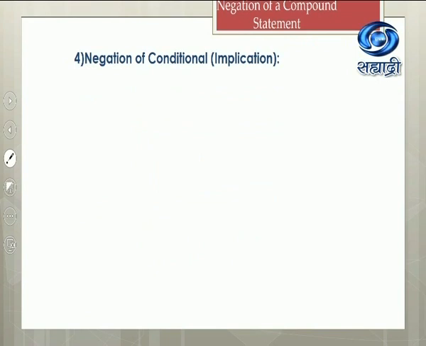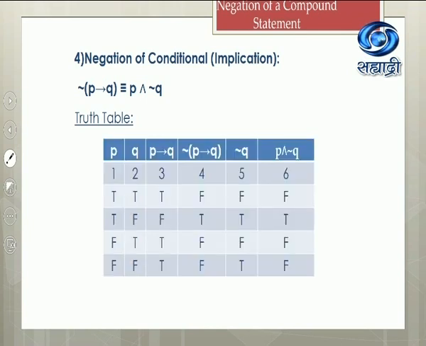Next is negation of conditional, that is implication. So here negation of P implies Q is equivalent to P and negation Q. How does this come? So you can prove this by the truth table also. P, Q, P implies Q column, negation of P implies Q, negation of Q, and then P and negation of Q. So we are interested in column numbers 4 and 6. Observe that they are same. So false, true, false, false, false, true, false, false. And therefore negation of P implies Q is equivalent to P and negation Q.